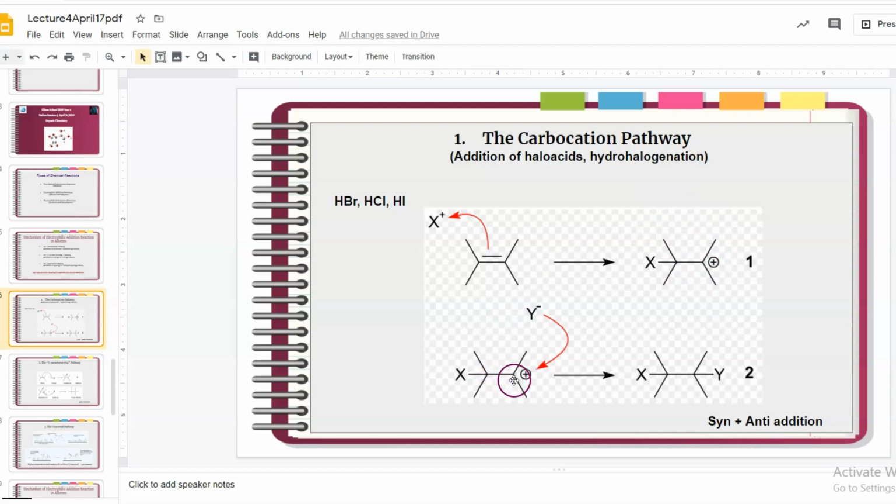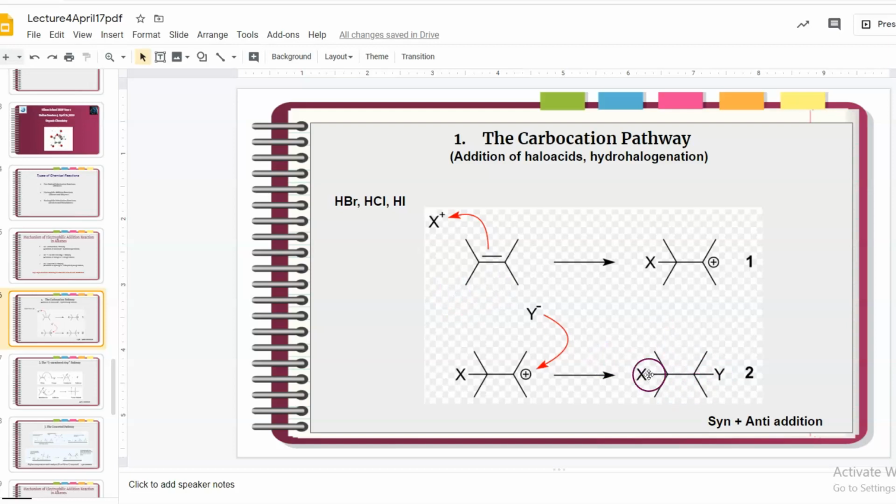Now in the second step, the positively charged carbon center will bond to the nucleophile, the negative part. Remember, if you break down the HBr, you get H plus, but there is also a Br minus in your reaction mixture. So that Br minus will bond to the positively charged carbon. As a result, it will form that C-Br bond, or carbon-halogen bond. So at the end, you have this di-substituted alkane.